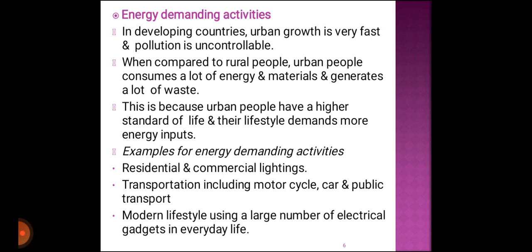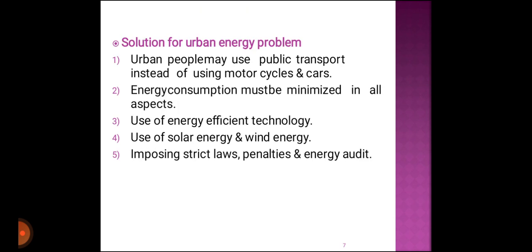How can we solve the urban energy problem? Urban people may use public transport instead of using motorcycles and cars. We have to reduce the air pollution. Then energy consumption must be minimized in all aspects. Then use energy efficient technology in urban areas. Then use solar energy and wind energy instead of normal coal power energy. Imposing strict laws, penalties and energy audit in the urban areas. These are some of the points to solve the urban problems. Each and every individual should have awareness about environmental pollution; only then can we reduce the urban problems.